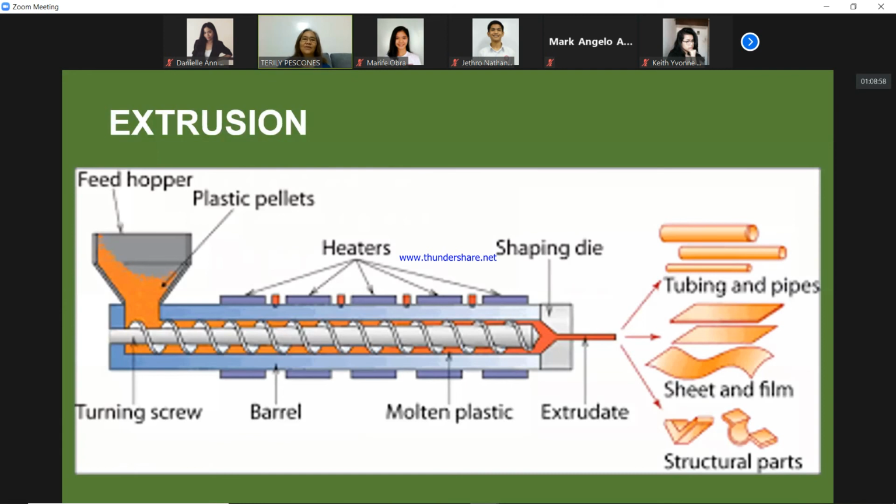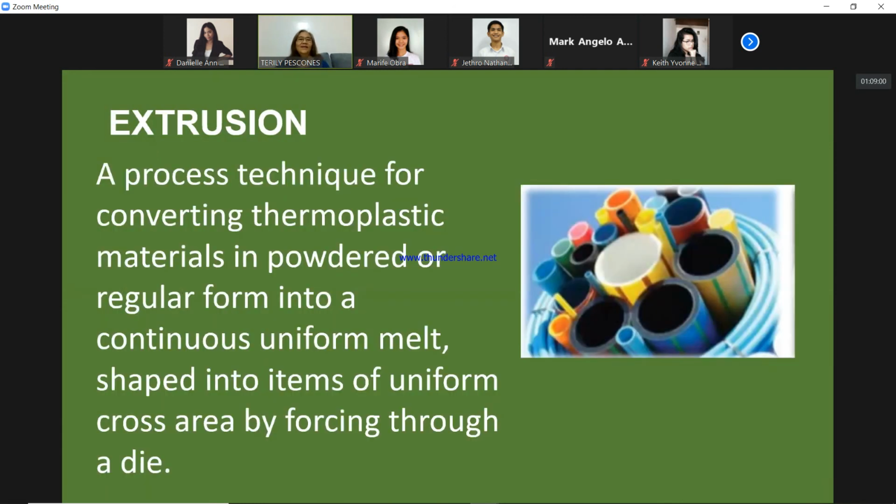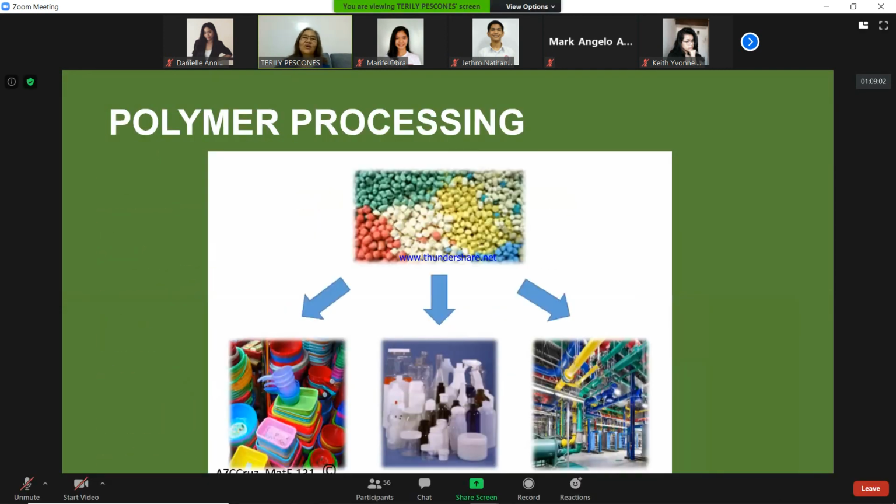So, extrusion. Okay, question class? Any reaction? Question?